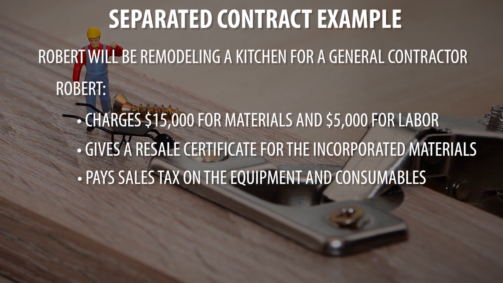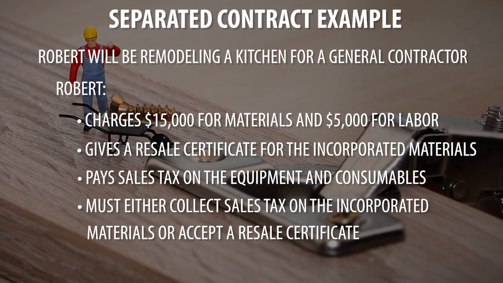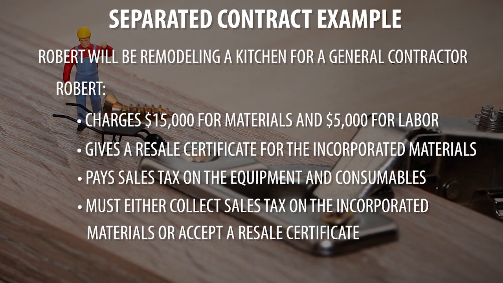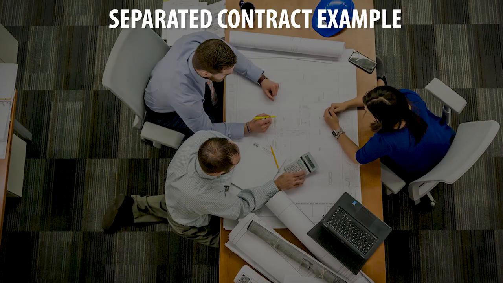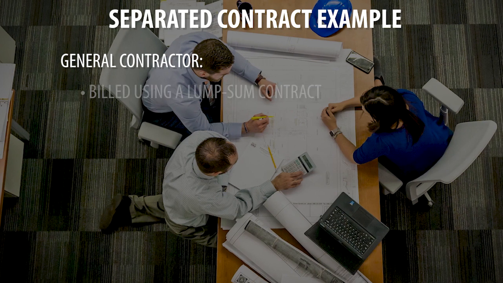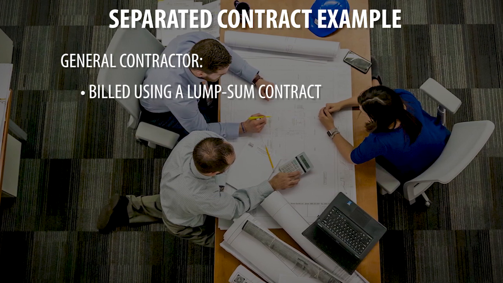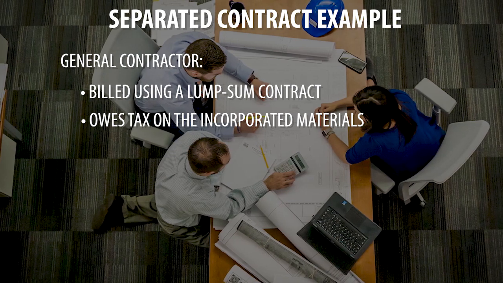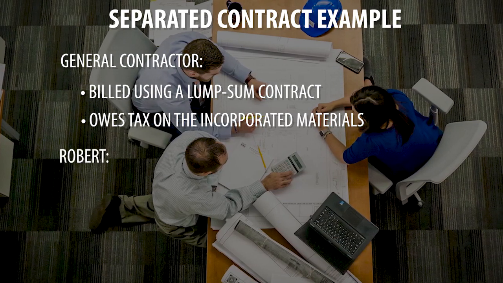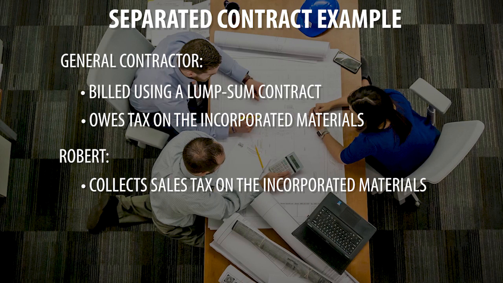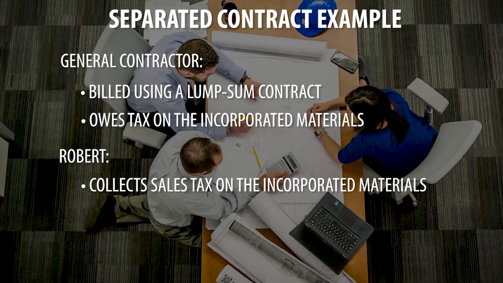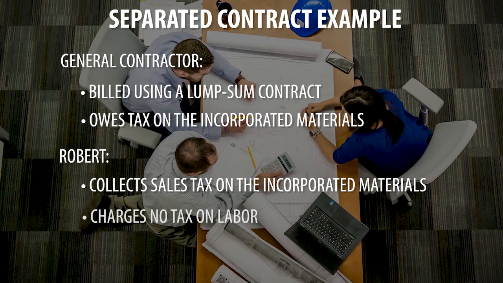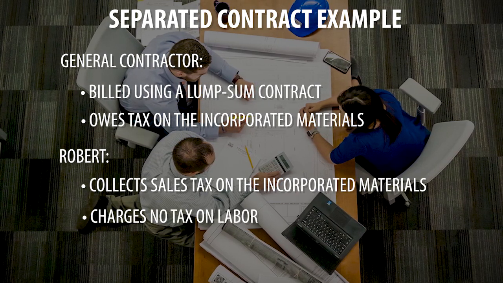When Robert bills the general contractor, he must either charge and collect the tax on the incorporated materials or accept a resale certificate. In this example, the general contractor billed the customer using a lump sum contract. The general contractor must pay sales tax on the incorporated materials. Robert collects the sales tax of $1,237.50 on the $15,000 material charge. Again, no sales tax is due on the labor.